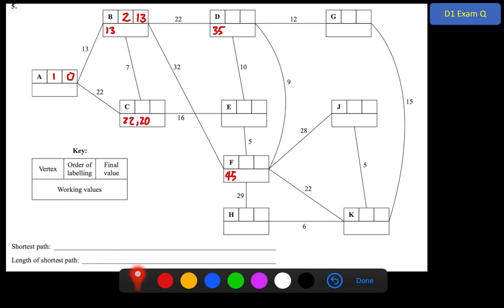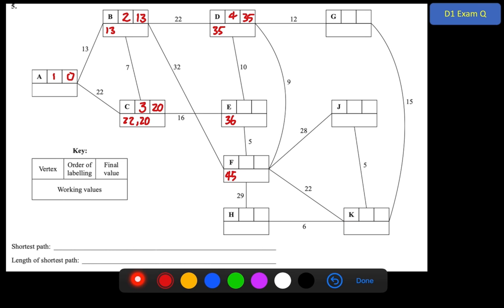That's all of the updating needed, because these are the only 3 that directly connect to B that aren't already fixed. Out of these, C is the smallest. So C is the third one to get its label, and the smallest value there is 20. The only one connecting to C that isn't already labeled is E. 20 plus 16 is 36. Now out of my working values, 35 is the smallest. This is the 4th one to get its label. 35. That connects to E for 10. That would be 45, so I don't need to write that because that's bigger than 36.